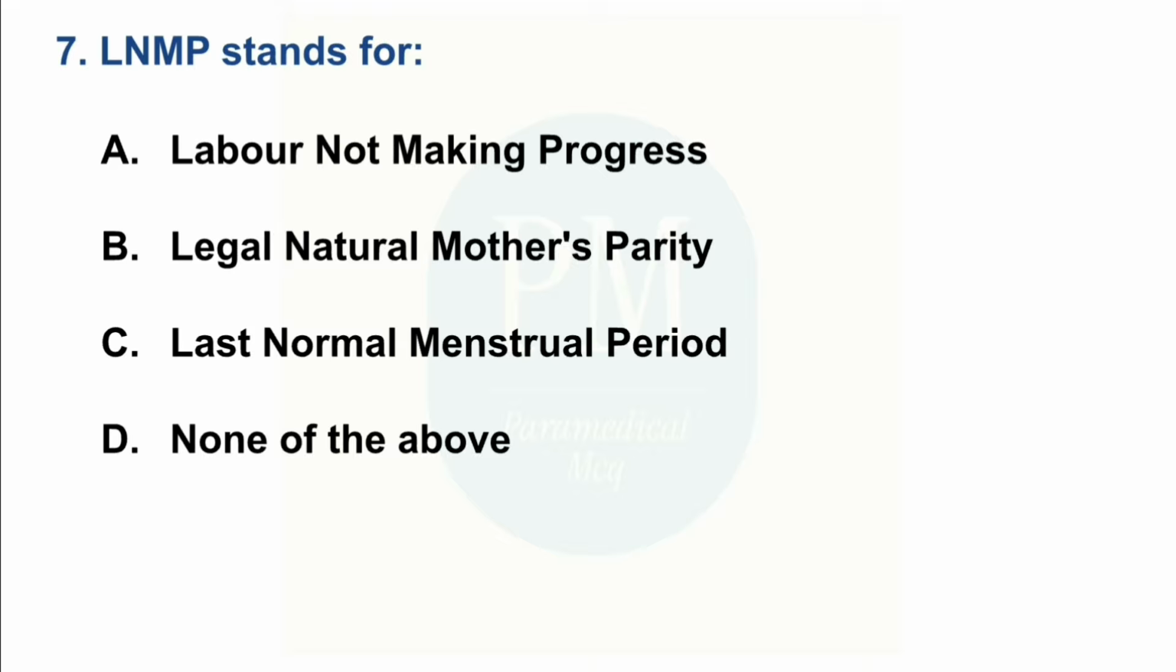LNMP stands for option A, labor not making progress, option B, legal natural mother's parity, option C, last normal menstruation period, option D, none of the above. The correct option is option C, last normal menstruation period.